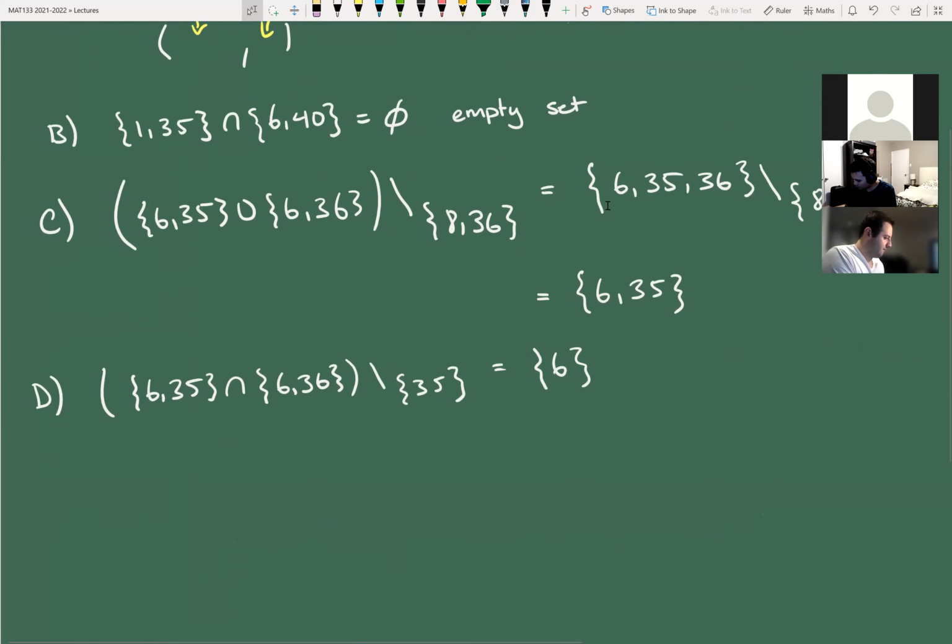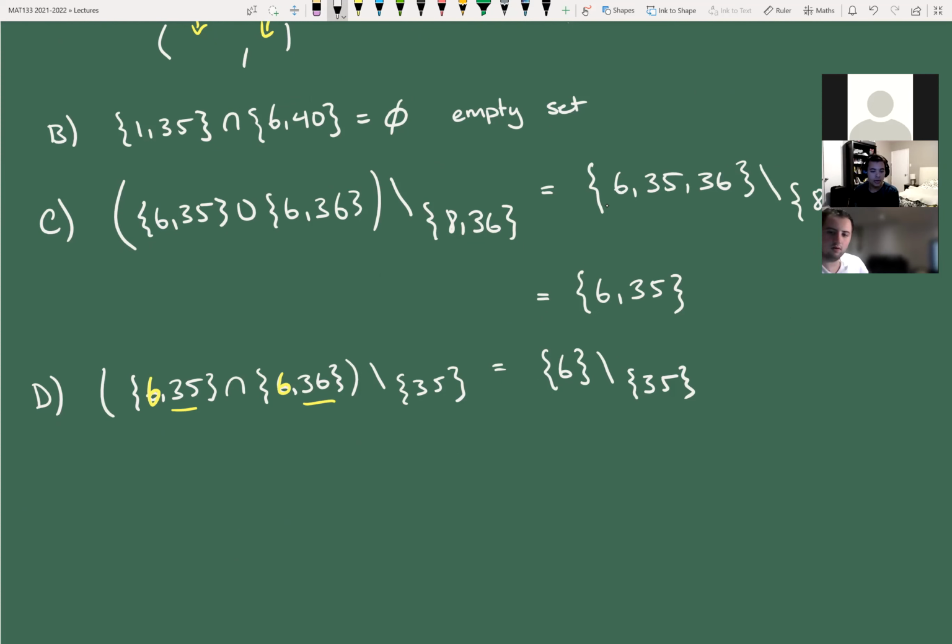Okay, well, let's do this. Notice that these are different, right? One's 35 and one's 36. And these are different. So when I want to say which numbers are common to both of these sets, the only number that's common to both is 6. So I would get 6, remove 35. Does that make sense?